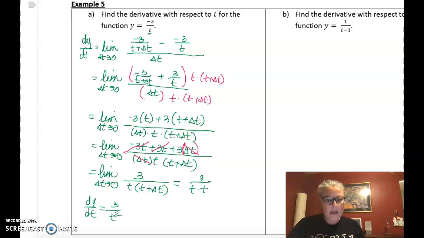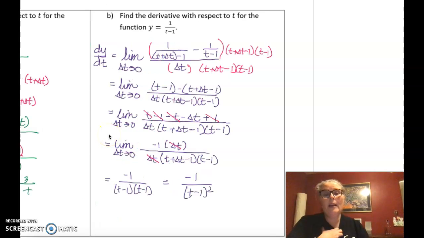Now I want you to try B. We're going to pause it, and I'm going to put the answer up for B. So here's the answer for part B. Now we've tried lots of different types. The next step is for you to practice a bunch. That's why we have the homework and all of those worksheets I've made or found.